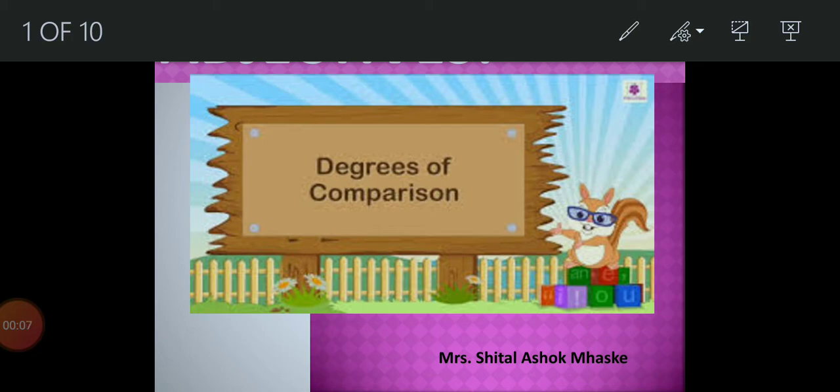Now, in the last chapter we have seen that adjectives describe people and things, and along with that we also learned about the different types of adjectives. Now, we are going to learn that adjectives can be used to make comparisons between people and things. So, our next chapter is adjectives: degrees of comparison.